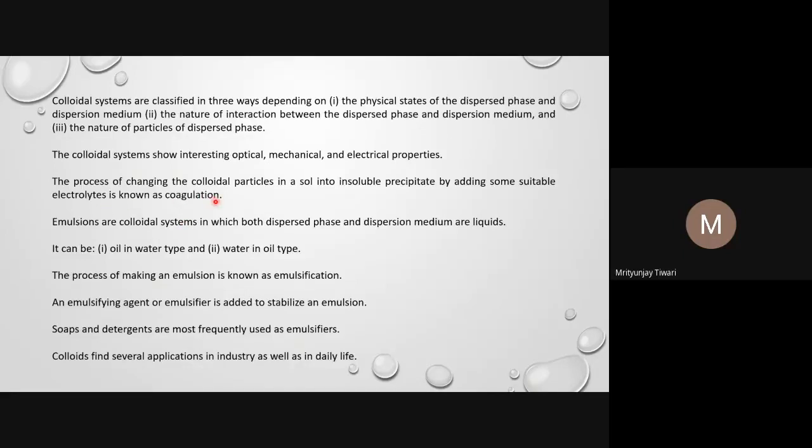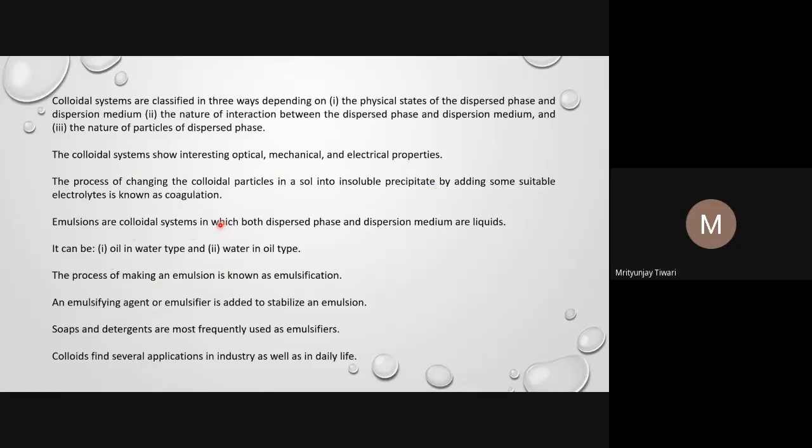The process of changing the colloidal particles in a sol into an insoluble precipitate. So in a sol, if you want to change the colloidal particles into a precipitate by adding some suitable electrolytes, this process is called coagulation. Coagulation we have already seen.